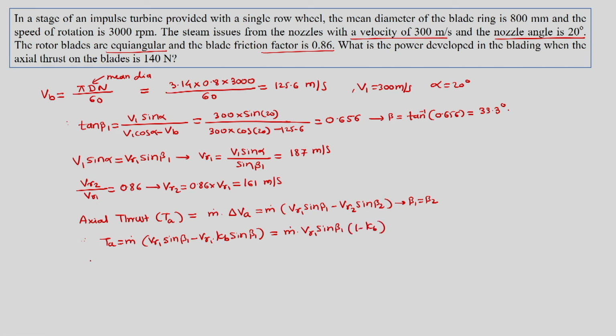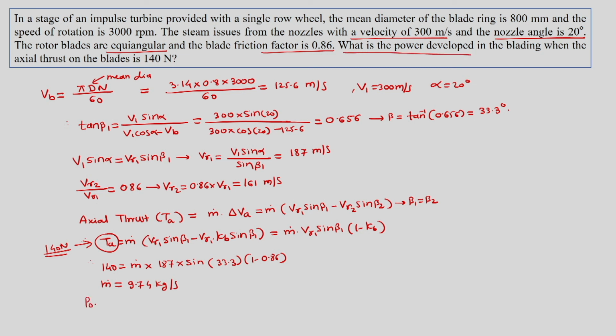Here the left hand side is known to us and this is given as 140 Newton. So 140 is equal to m dot into VR1, which is 187, into sine of beta 1, which is 33.3 degree, into 1 minus 0.86. This gives us m dot, which is 9.74 kg per second.